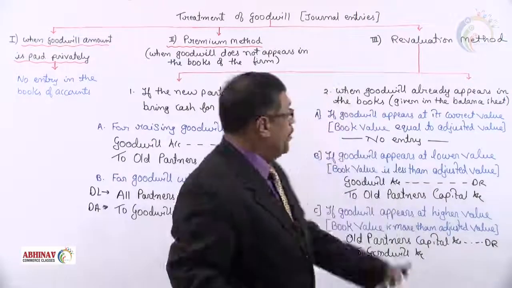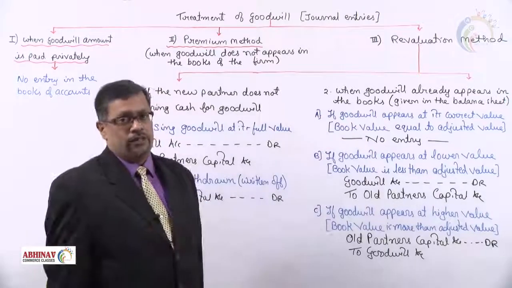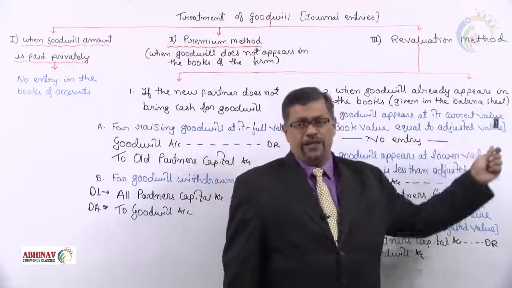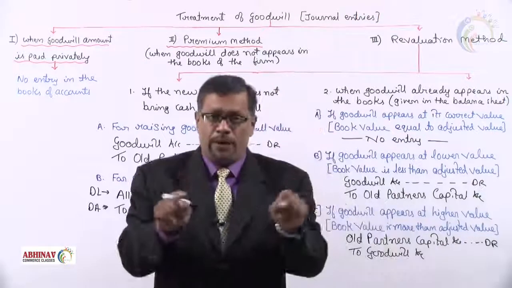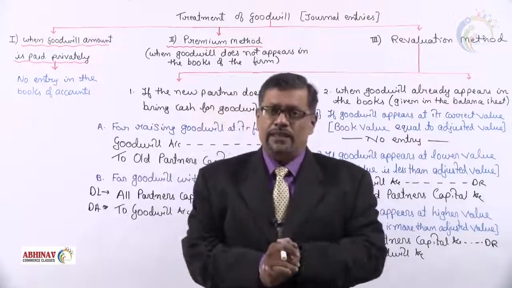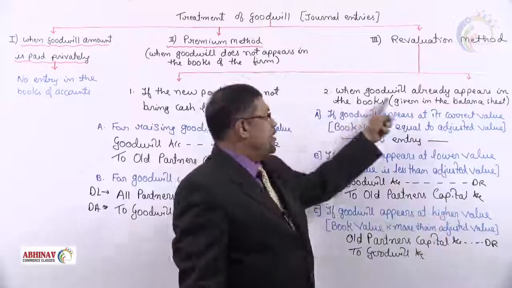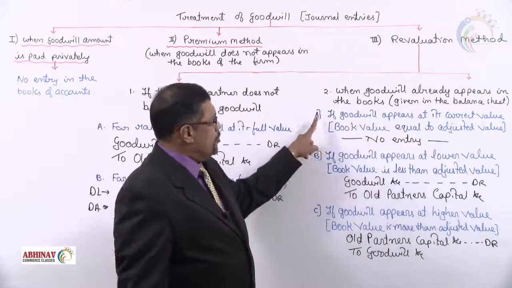Now, in revaluation, the second part: when goodwill appears in the books. Appears in the books means what? It is already given to us in the balance sheet. When the problem is given, which we'll see in the next session, the balance sheet is given. In that balance sheet, if a goodwill amount is given, we say that goodwill appears in the books. In that, we should quickly see three cases.